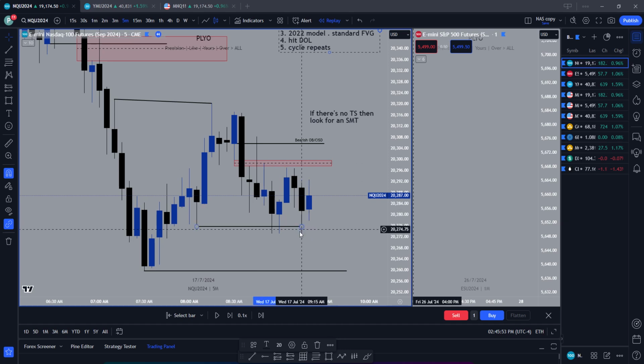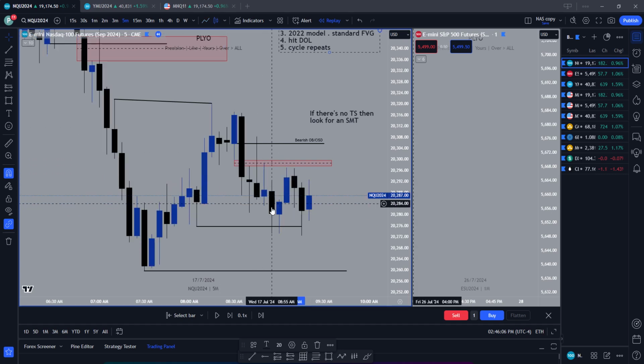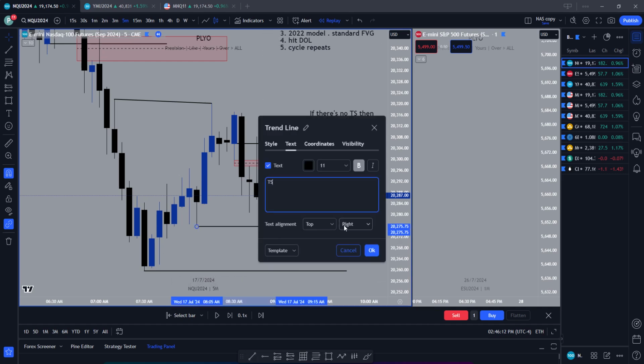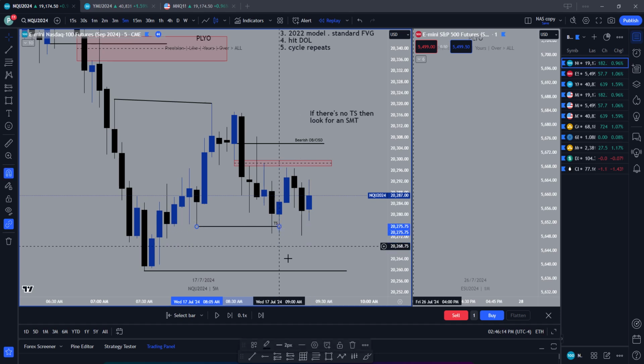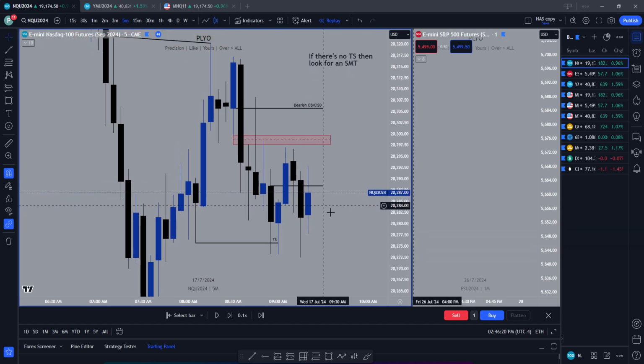there's missing ingredients here. There's no manipulation leg, right? Yes, this is technically a manipulation leg. So actually, okay, we'll scratch that. There is a manipulation leg here, okay? But there's no inverse after that. So we have a soup. This will be our turtle soup, followed by CISD. But can you guys see what's missing now?